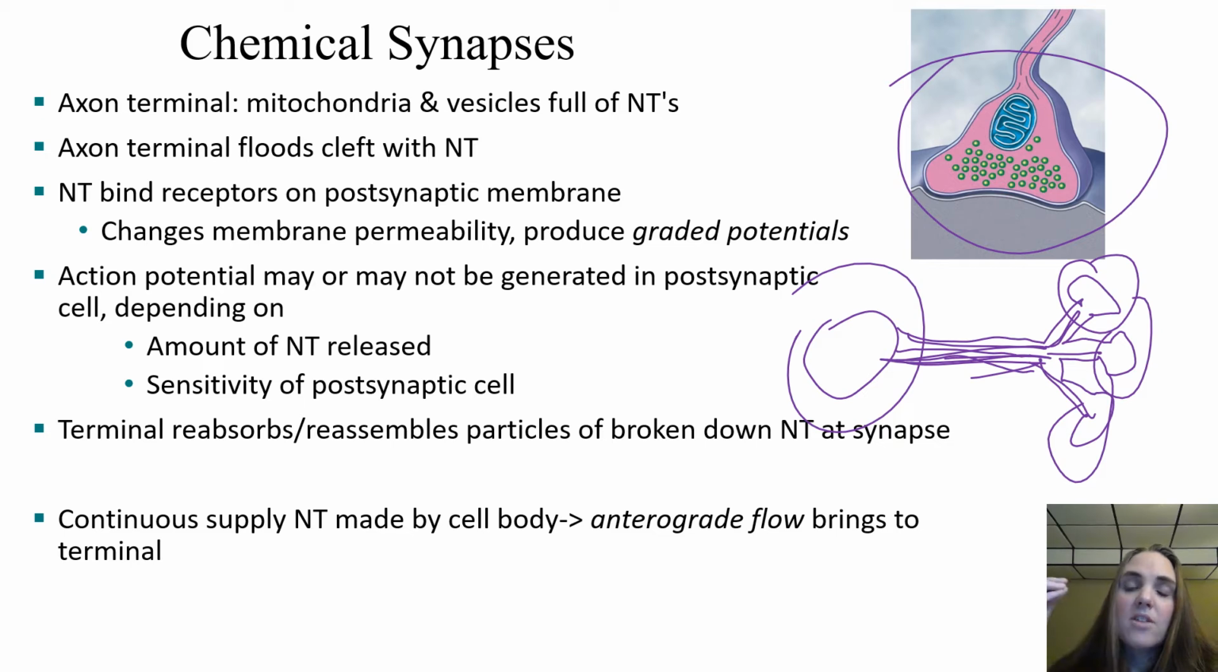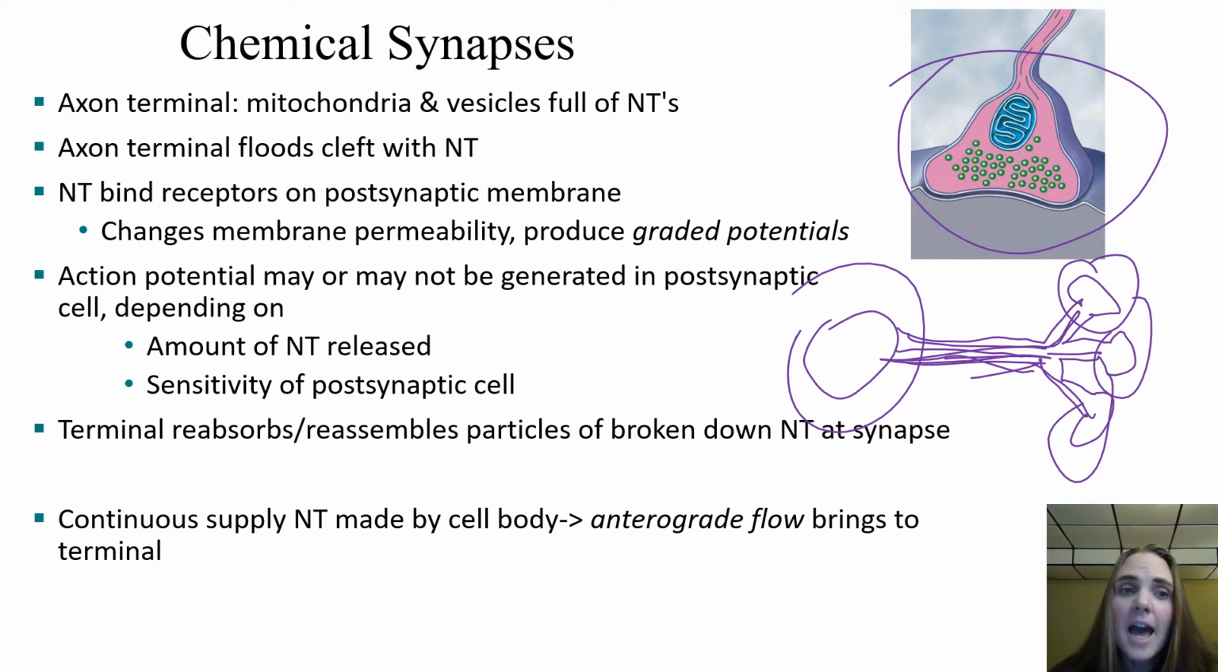So if we only have a small amount of neurotransmitter being released by that presynaptic cell, we're not going to be opening as many channels. We're not going to be getting as great of a depolarization on that postsynaptic cell. That postsynaptic cell also may have a higher or lower sensitivity to the neurotransmitters that are arriving, and that may affect how great of a depolarization we have from that graded potential.